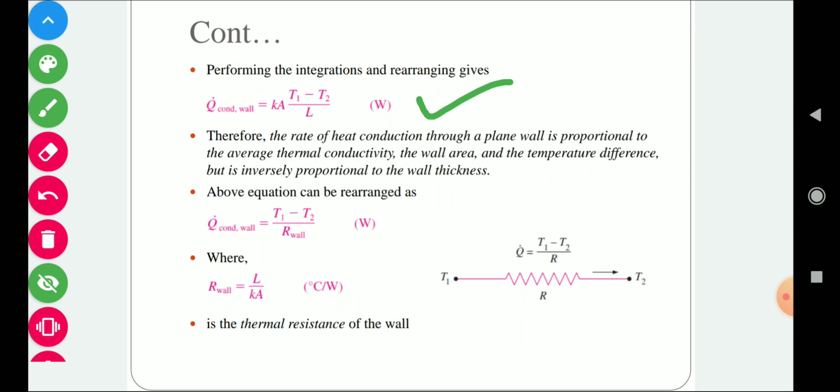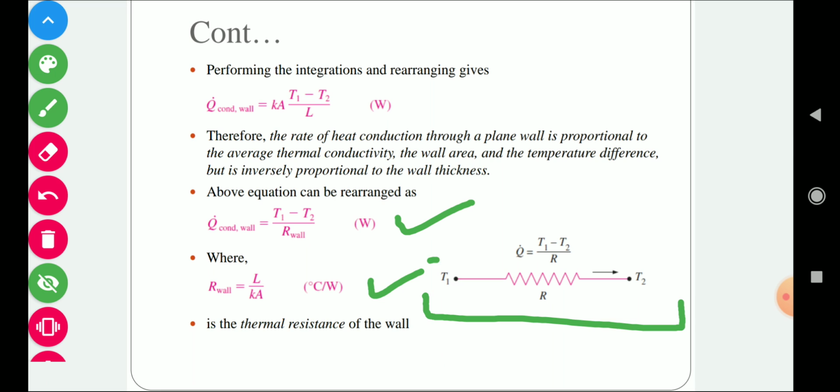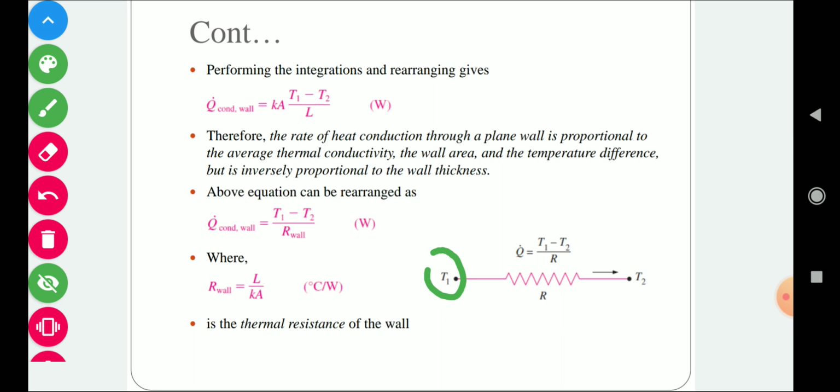Now if we replace this L by kA with R wall, this R wall is called the thermal resistance due to conduction. So this equation will reduce to this form. Here R wall is equal to L by kA, and this R wall is called thermal resistance due to conduction. We can also represent this problem in this form. We have two temperatures T1 and T2 across which heat is transferring, and we have some resistance, this R. So this is like a problem which we have solved in electrical engineering. We have some current, and current is flowing through some resistance. Here we have some temperature difference through which heat is transferring, and this one is the resistance offered by the wall.